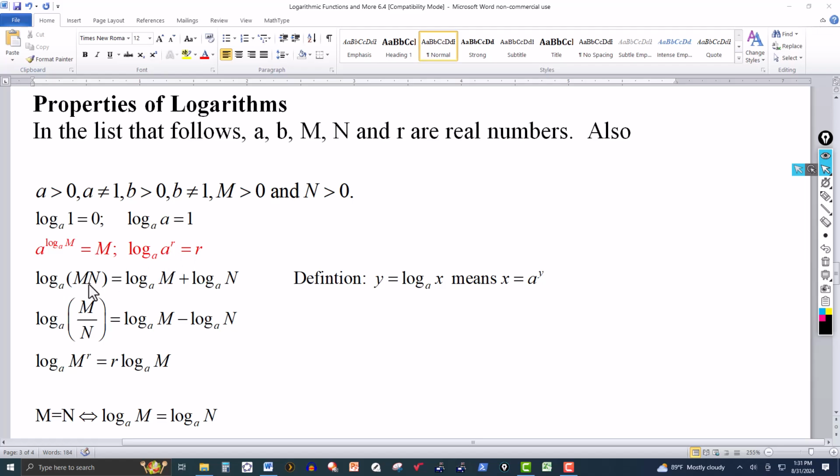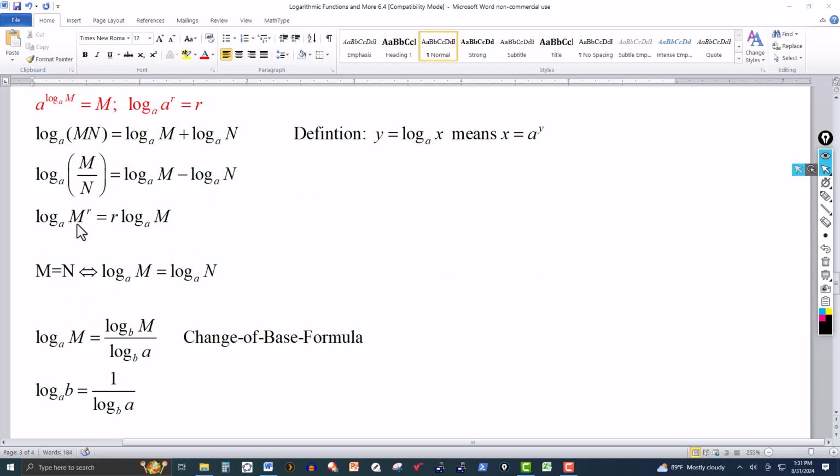If you have the log of a product, you can express that as the sum of the logs of those factors. If you have the log of a fraction, you can express that as a difference of the log of the numerator and the log of the denominator with respect to that same base. If you have the log of m to a power, you can bring this exponent r as a coefficient. You can look at the rest of these as a change of base and so on.